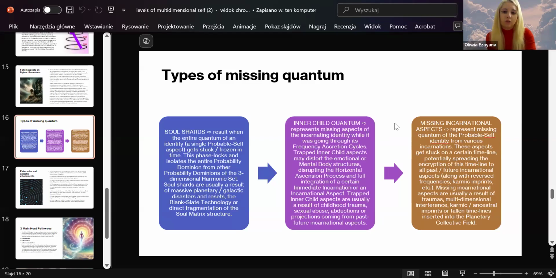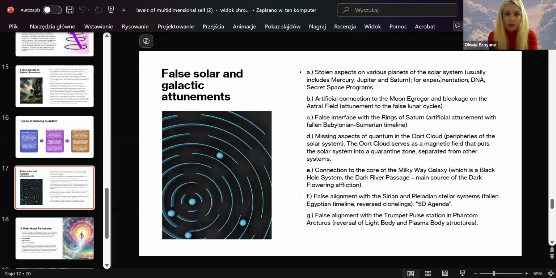Missing incarnational aspects are usually a result of traumas, multidimensional interference, karmic ancestral imprints, or fallen timelines inserted into the planetary collective field. So integration of those three types of the missing quantum is essential if you want to fully integrate your eternal self. And there's also quite a few of those different solar and galactic attunements that I think are quite interesting to take a look at.